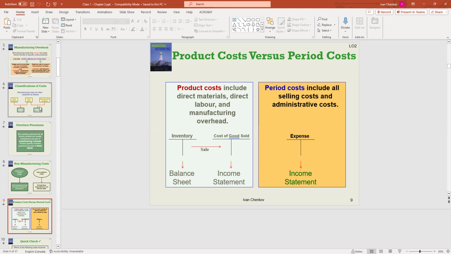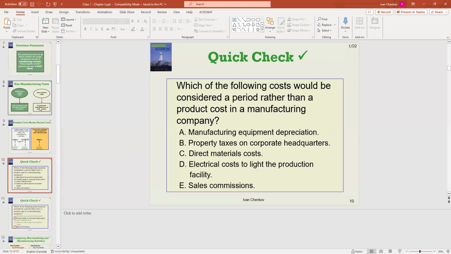Why? Because first it goes to the inventory as finished goods. Once those finished goods are sold, they become cost of goods sold, part of the income statement. On the period cost, those are directly expensed. They're not part of the inventory, directly expensed. Selling and administrative costs are directly expensed.